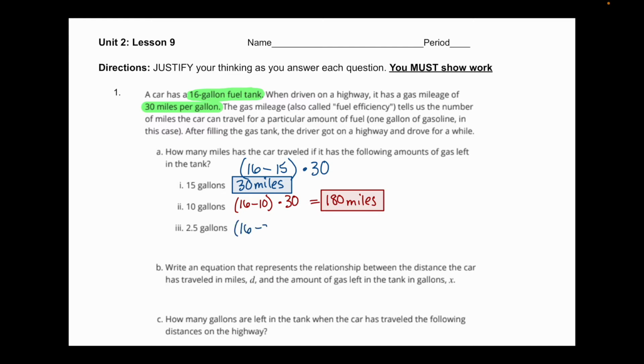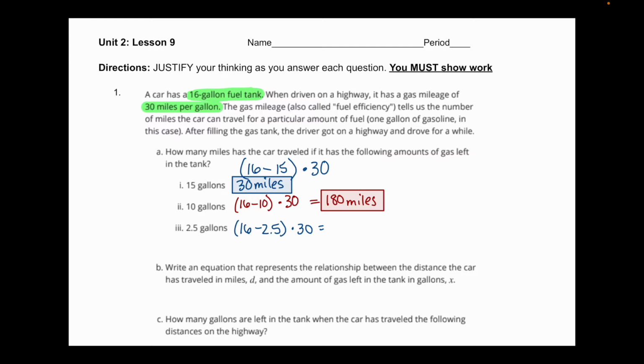Now if it has 2.5 gallons left, we're going to do the same thing. Take 16, subtract the 2.5, and see how many were used, and then multiply that by 30. When we subtract 2.5 from 16, we get 13.5. A lot of times when I'm doing that subtraction, I just count backwards in my head by that many numbers. Starting at 16, I would say 15, 14, and then 13.5. That's just how I do the mental math.